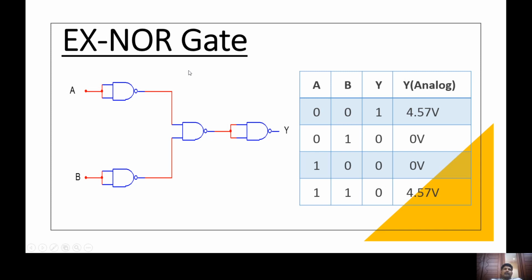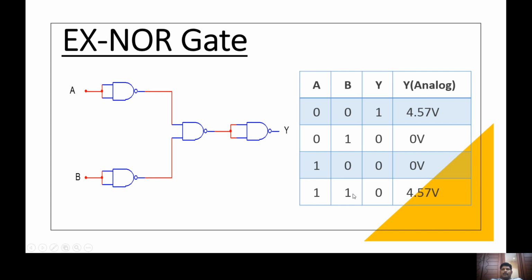Similarly, XNOR gate. This is the truth table of the XNOR. How will the output of the XNOR be? Simply the complement of the XOR gate. We have already seen this is a NOT gate using NAND gate. So by connecting the NAND gates in this fashion, we will obtain the XNOR output.